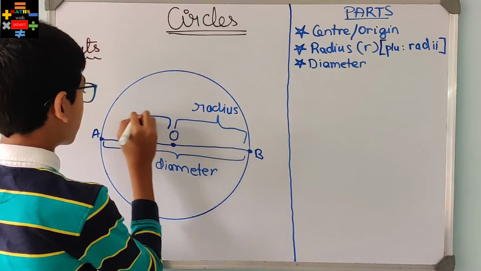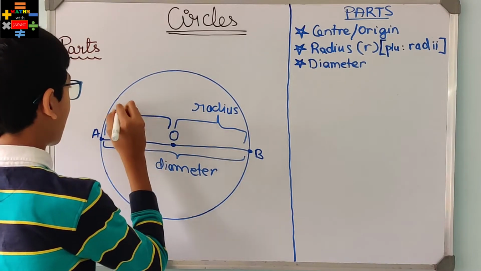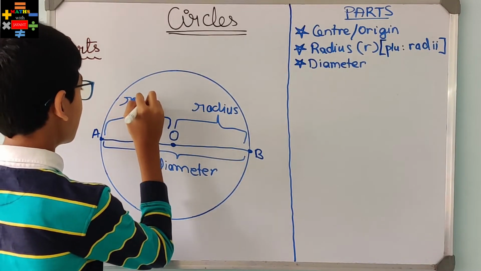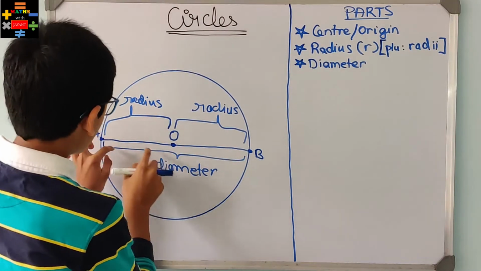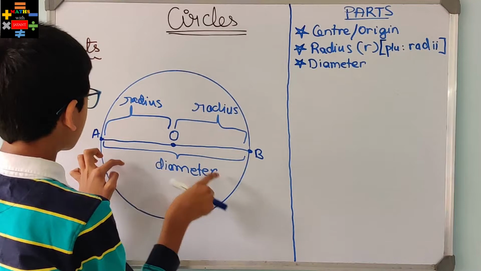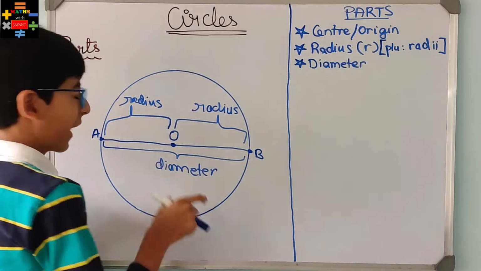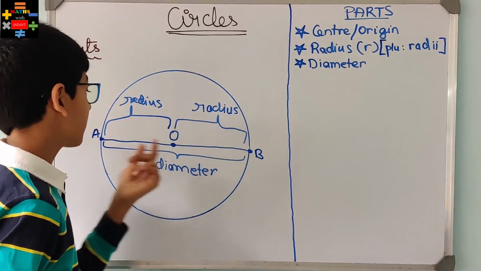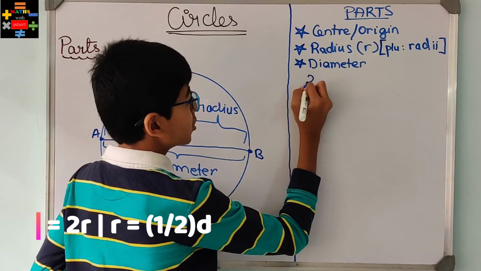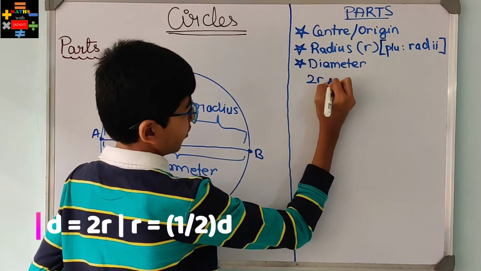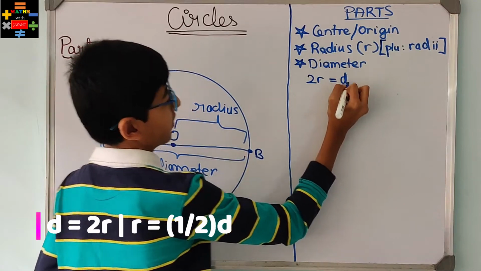Similarly, I could say OA is a radius as well, right? And now look, radius and radius. We see that two radiuses are making the diameter. And we also know that radiuses are equal. So we could say that 2 times radius gives us the diameter.